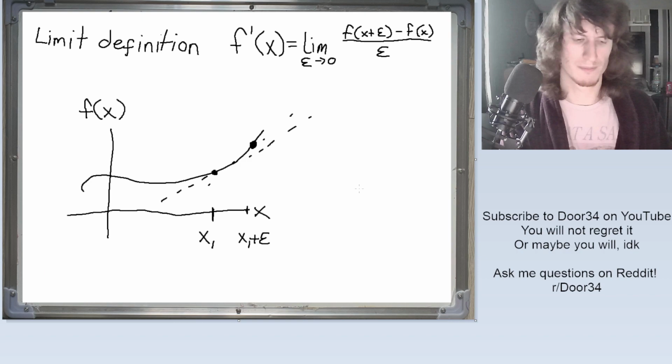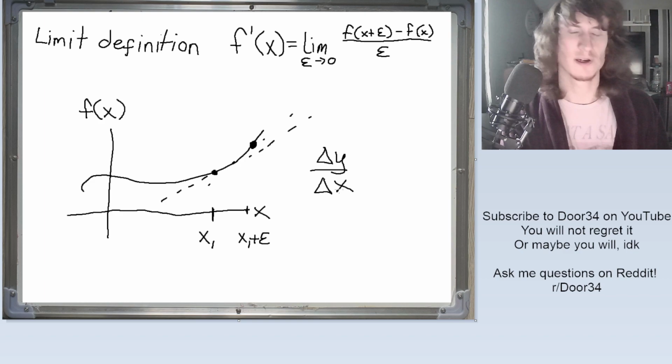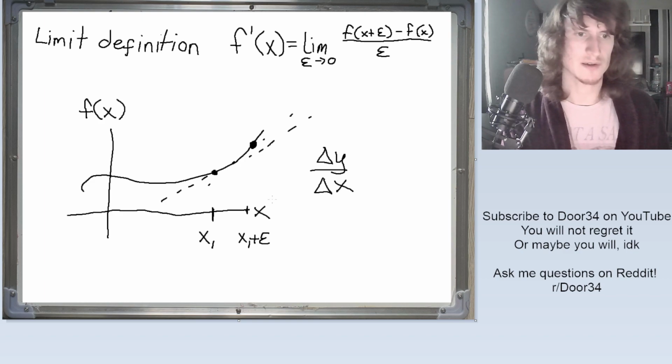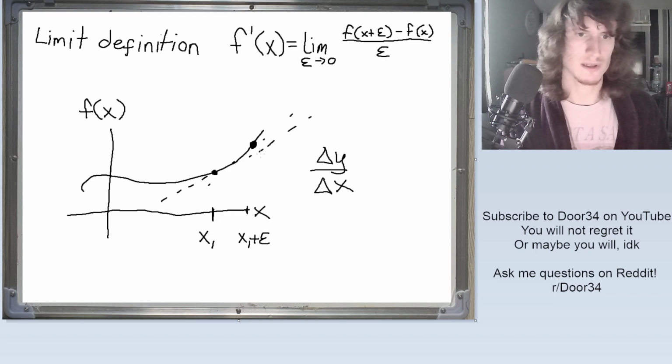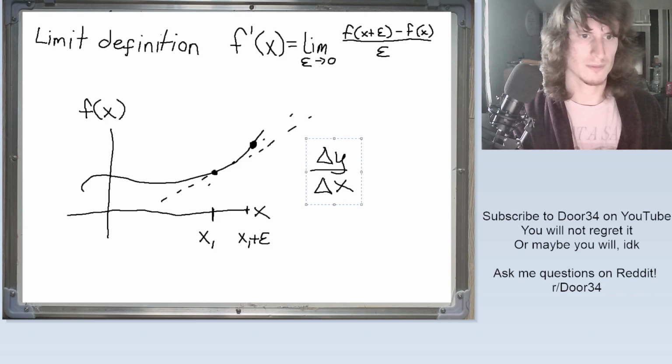And basic line algebra tells you that the slope will be the change in y, so that's delta y, divided by the change in x. And what we do here is we make epsilon become a little bit smaller. So if epsilon approaches 0, then it's going to pretty much be at the point x1. So let's just write out what the change in y and the change in x will be.